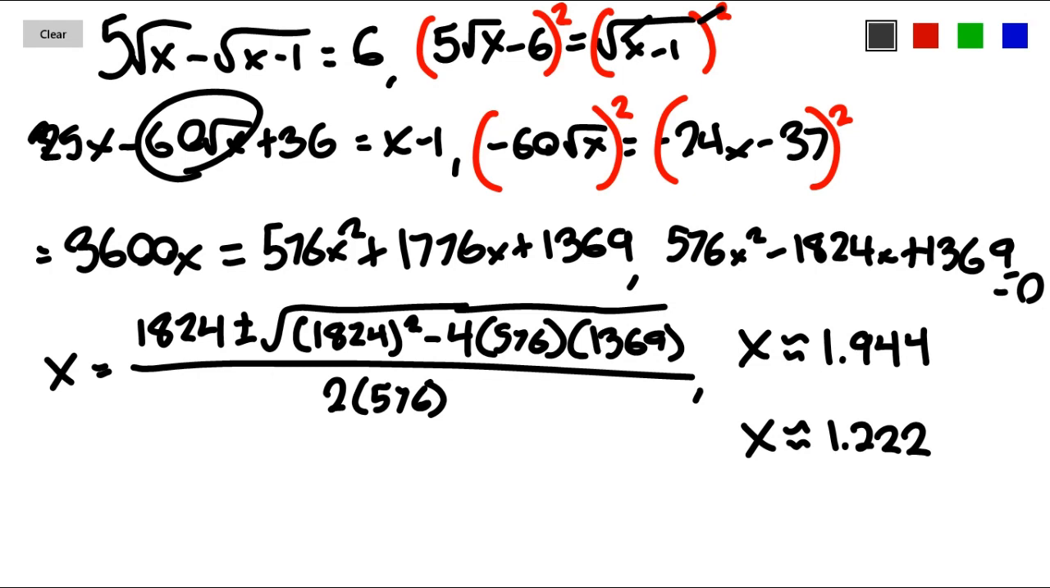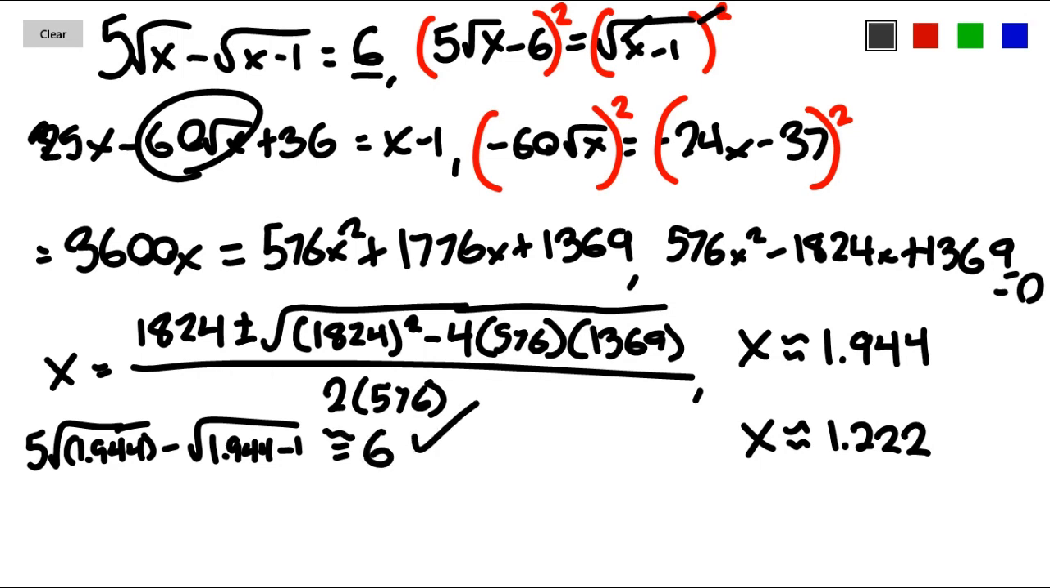So these are the two answers that I have to plug into the original equation to see if it works. Now these are approximate solutions, so if I have something that's close to 6, then I will accept these as good answers. So what I have is 5 times the square root of 1.944 minus the square root of 1.944 minus 1. And when I plug this answer into the calculator, I get an answer very close to 6. So this answer checks out.